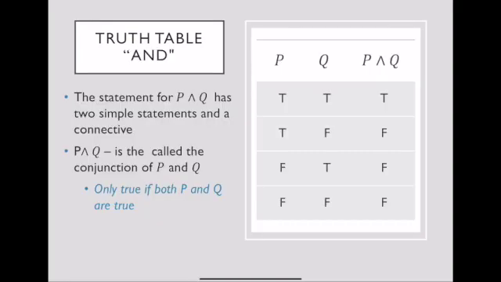For the and truth table, the statement is only true if both my simple statements are true. So let's say I have the statement P and Q. This is also called a conjunction of P and Q. If P is true and Q is true, then P and Q is true. But if there's any combination of true and false, or they're both false, it's always going to be false. So there's only one way and can be true.